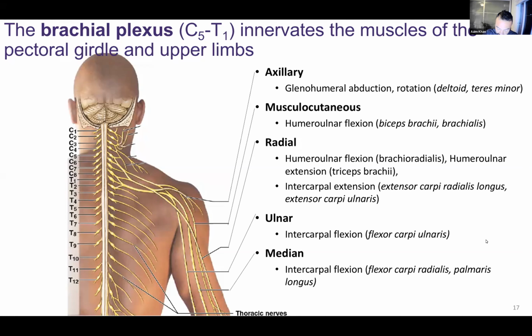The first is the axillary nerve. The axillary nerve is innervating your armpit shoulder region. Here's the axillary nerve. Since you're innervating the shoulder region, you're innervating muscles like the deltoid and teres minor for actions like glenohumeral abduction and rotation.